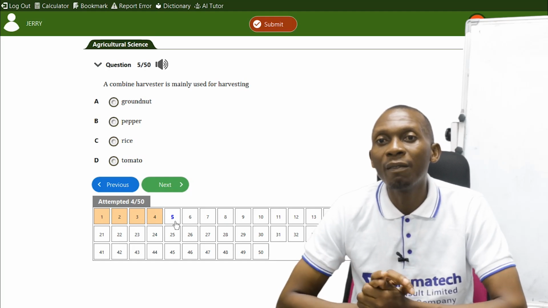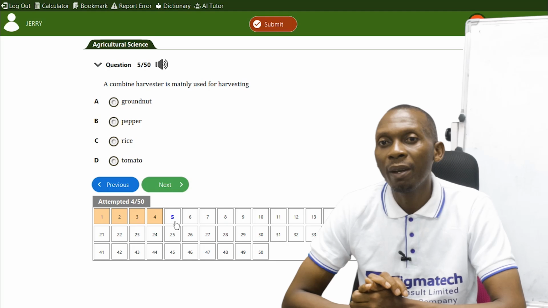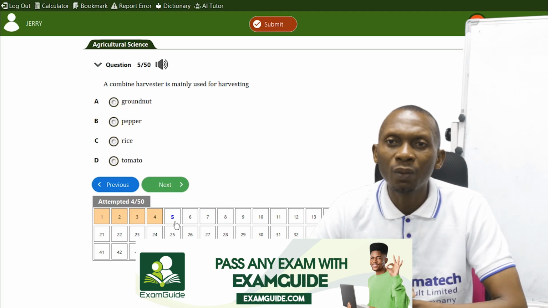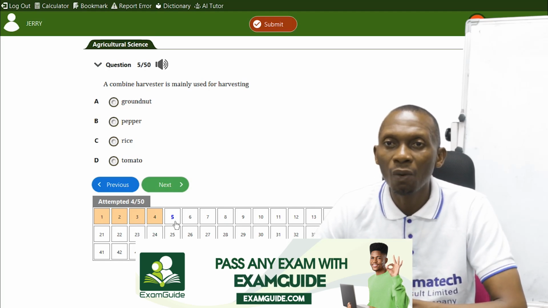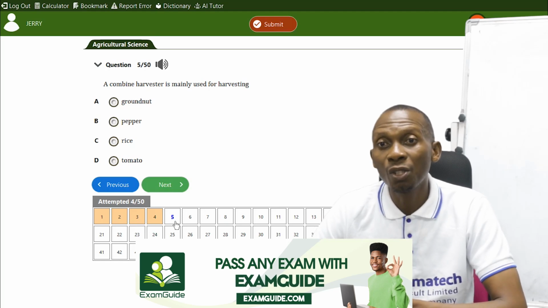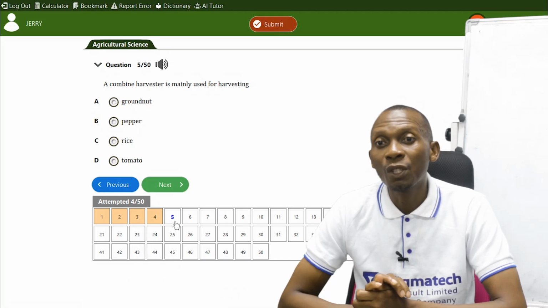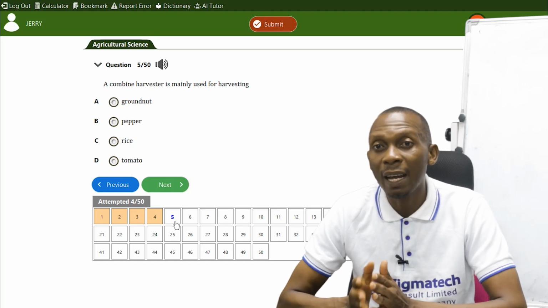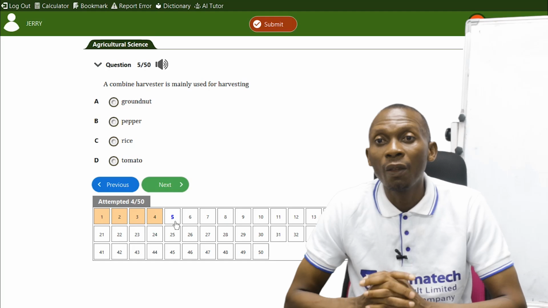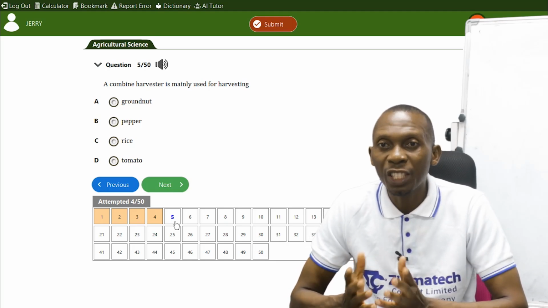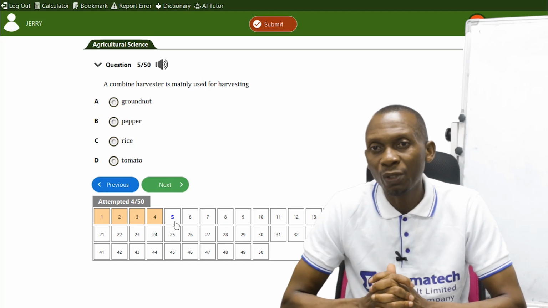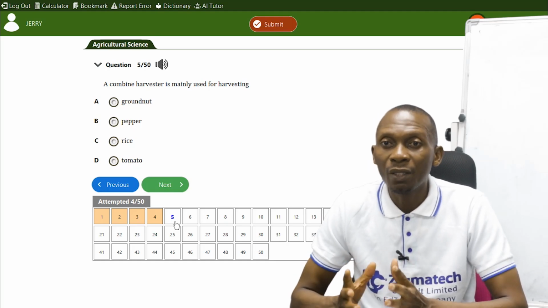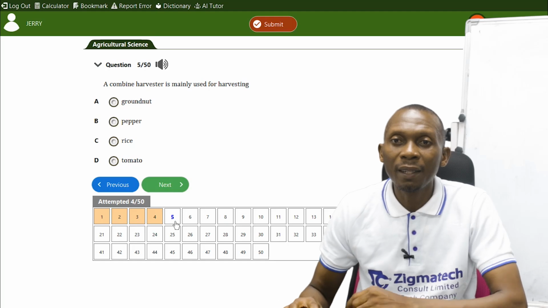The combine harvester is mainly used for harvesting A, groundnut, B, pepper, C, rice, D, tomatoes. Now, the combine harvester is not used for groundnuts. It's also not used for pepper, which is a fruit. Neither is it used for tomato, which is a fruit, because the combine harvester harvests and processes the crop produce by threshing them, and pepper doesn't require threshing, same as tomatoes, and also bagging. So the ideal answer here is rice, because when it's harvested, it's threshed, it's winnowed, and it's bagged. So the answer is rice.